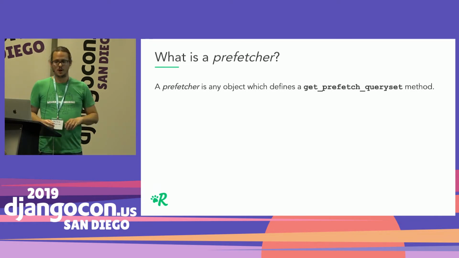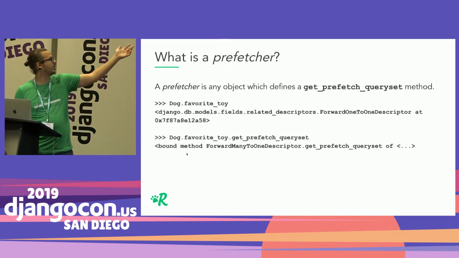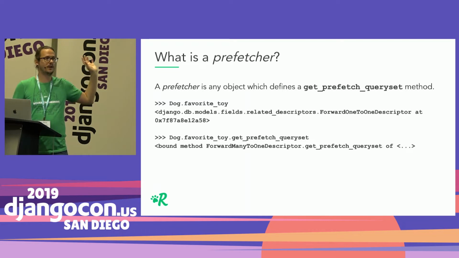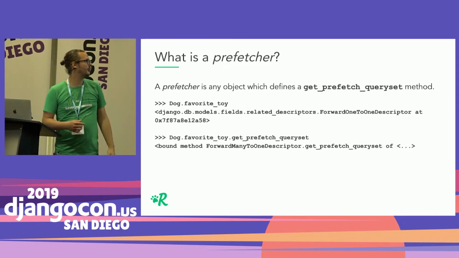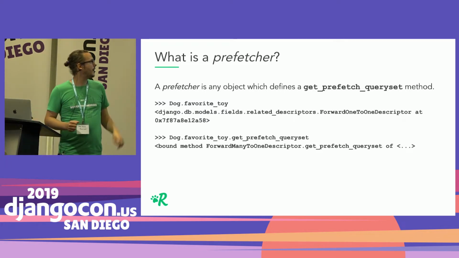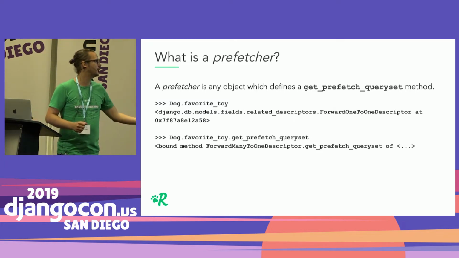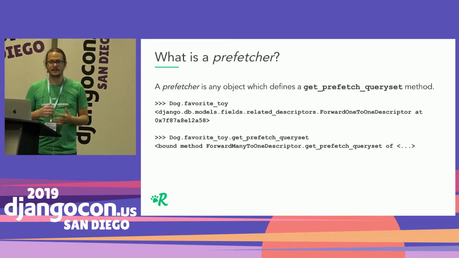That's all. So for example, let's say we have our Dog class, and we access favorite_toy from the class as opposed to an instance of Dog. Then we get something Django calls a forward one-to-one descriptor. Okay, that's some object. But you can look, and that object defines a get_prefetch_queryset method. So Dog.favorite_toy is a prefetcher.